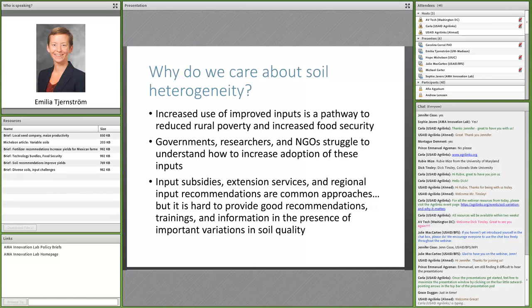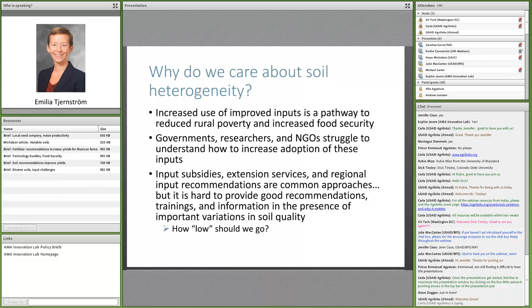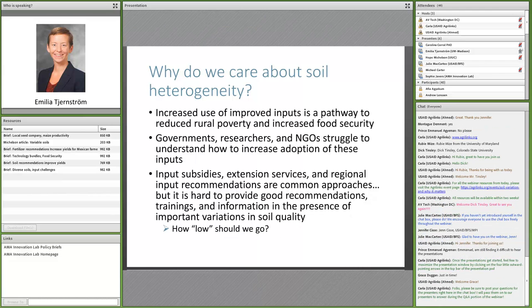Right? So one important question becomes: how low do we go? How low do we need to go? At what level do we have enough similarity that providing a single recommendation should suffice? So for a country like Kenya, are we talking about 10 agroecological zones for which we might want to make different recommendations? Are we talking about 100 more?